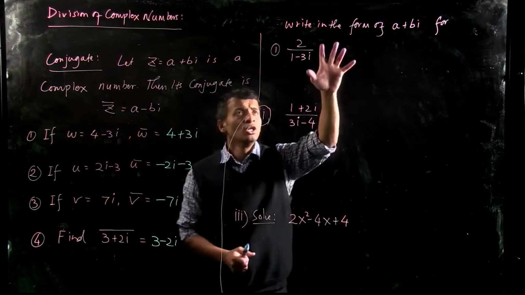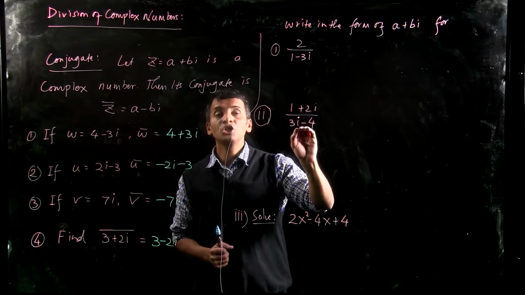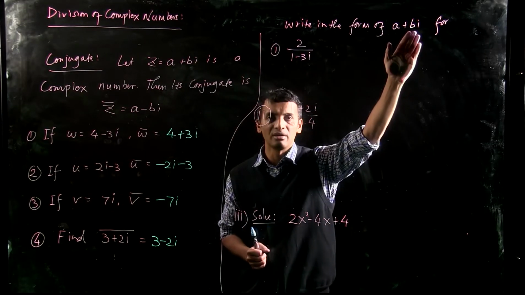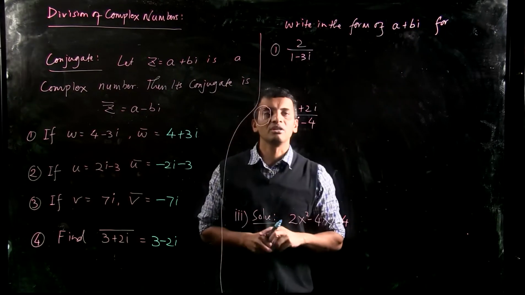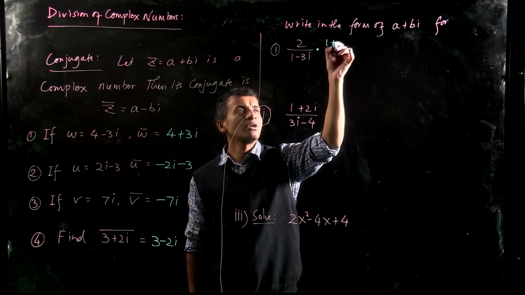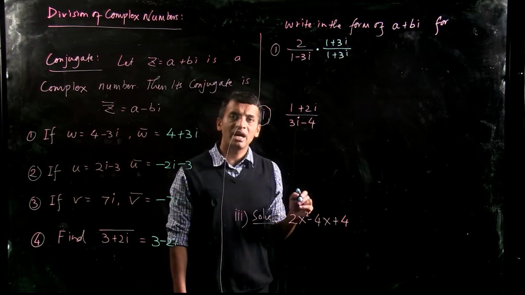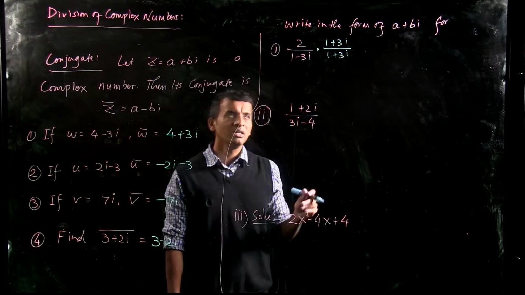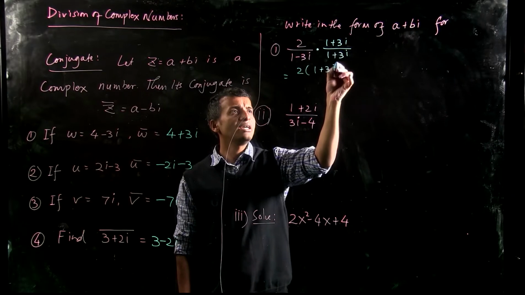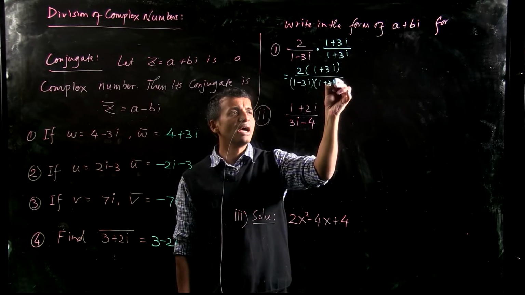Okay. So let's see here. In both examples, i is in the denominator. You want to get rid of i from the denominator and you want to write a plus bi only in the numerator. So how do I get rid of i from the denominator? The idea is you multiply and divide by the conjugate of the denominator. It's 1 plus 3i divided by 1 plus 3i. Now let's multiply the top part. It is 1 plus 3i divided by 1 minus 3i and then 1 plus 3i.